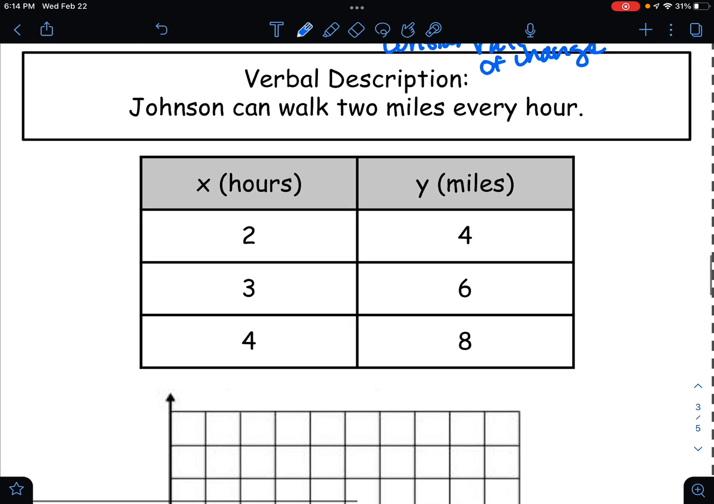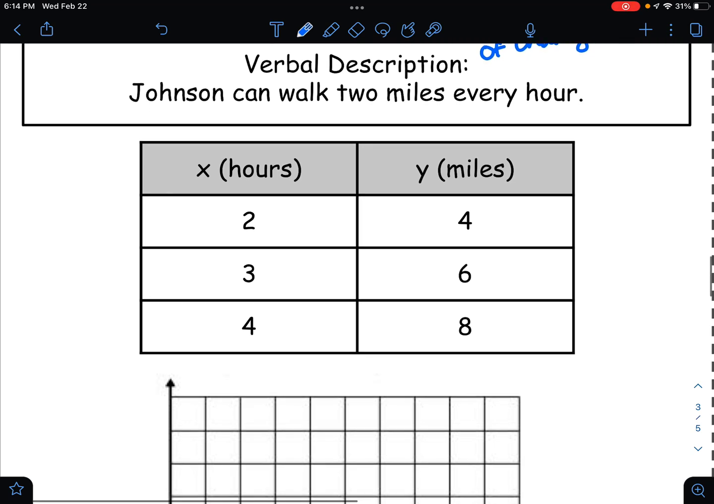Now, here's a verbal description of a multiplicative relationship. Johnson can walk 2 miles every hour. So in 2 hours, he is able to walk 4 miles because he can walk, again, 2 miles every hour. So in every hour, if we pretend that this table has 1 hour, in every hour, he's able to walk 2 miles. So in 2 hours, 4 miles, 3 hours, 6 miles, and 4 hours, he can walk 8 miles.